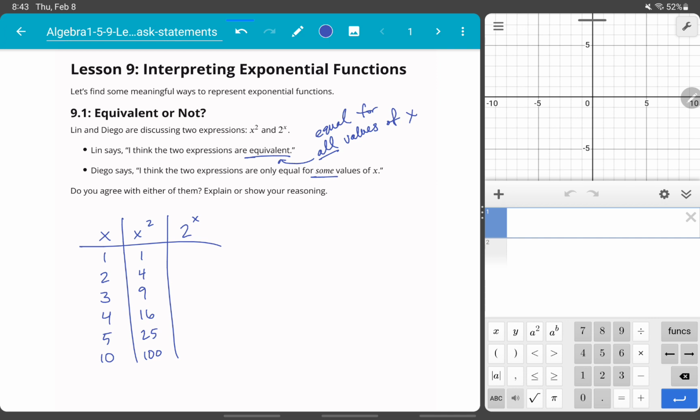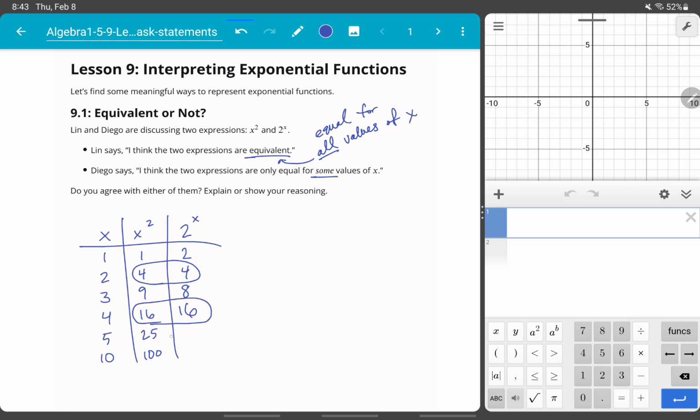Okay? Now 2 to the first power would be 2, because that's 2 times itself one time. 2 to the second power, 2 squared, would be 4. Oh look, I see a 4 and a 4 there. 2 to the third power would be 2 times 2 times 2, which is 8. 2 to the fourth power, 2 times 2 times 2 times 2, would be 16. And then, oh look, I see another match right there.